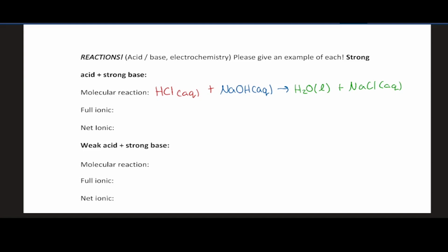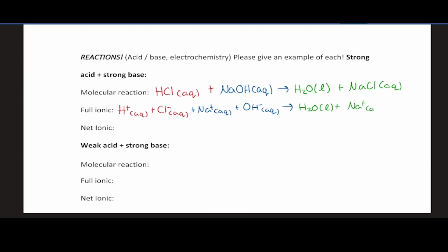So remember, strong electrolytes can be broken apart. So what we're going to see is we have H plus and Cl minus from our HCl. We'll additionally have Na plus and OH minus from our sodium hydroxide. And water will not break apart, so it'll stay. However, our salt will.